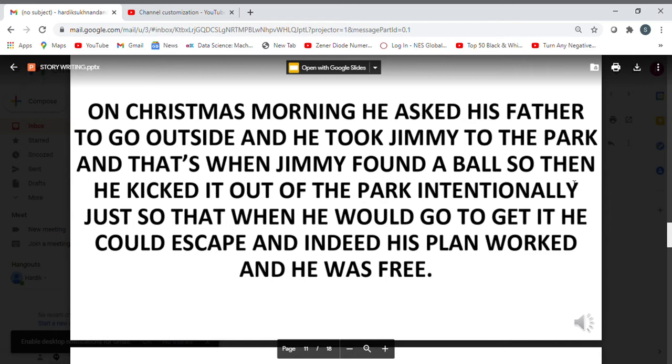On Christmas morning, he asked his father to go outside and he took Jimmy to the park, and that's when Jimmy found a ball. So then he kicked it out of the park intentionally, just so that when he would go to get it, he could escape, and indeed his plan worked and he was free. So now I have said that he has a plan for how he will escape, that he would kick a ball in the park and run away.